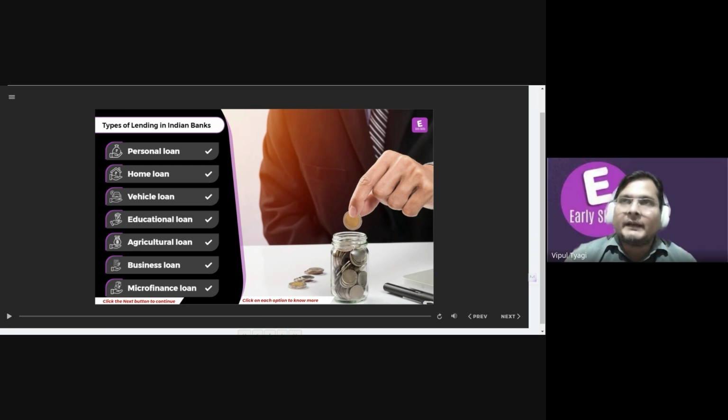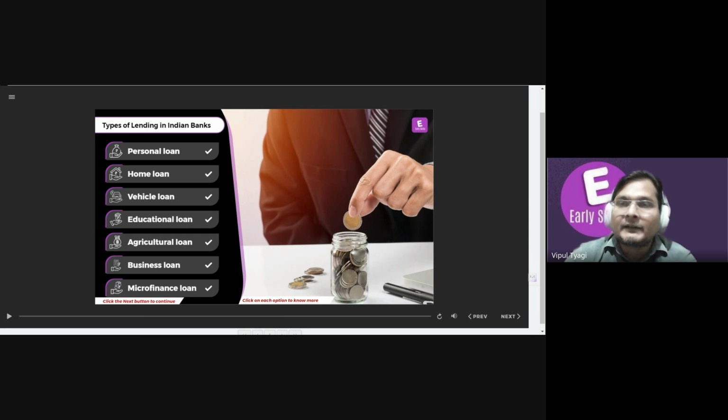Education loan. Anybody who wants to do further education, whether in India or abroad, and requires money to pay tuition fees, living expenses, such kind of thing. The main sole purpose is further education, so they can take an education loan. An education loan can be a secured loan as well as an unsecured loan. If the amount is small, the bank gives it as an unsecured loan. They do not take security or collateral.